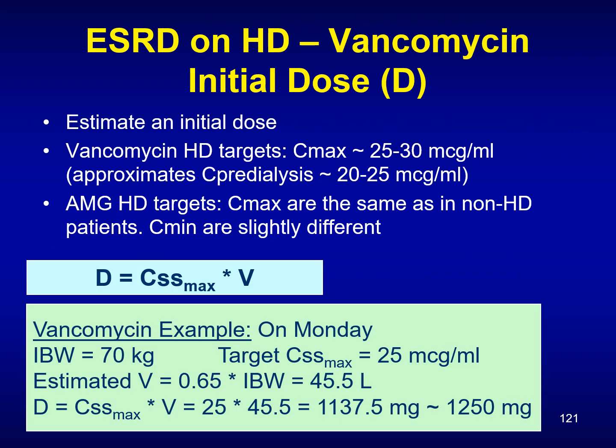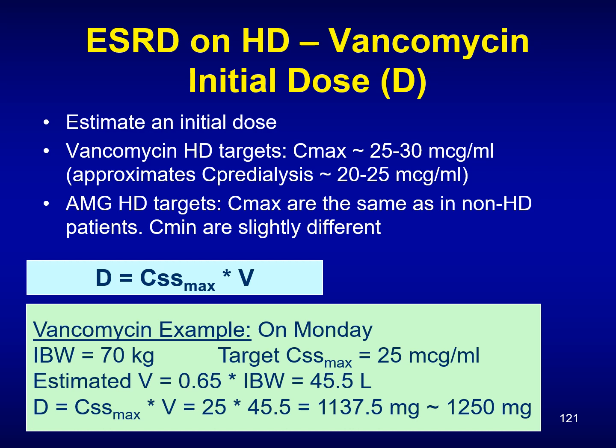How to come up with the initial dose for somebody on intermittent hemodialysis. For vancomycin, hemodialysis targets are Cmax of 25 to 30. This approximates a pre-dialysis level of 20 to 25. For aminoglycoside hemodialysis targets, the Cmax are the same as in non-dialysis patients. Cminimum are slightly different. The dosing equation we use is dose equal to Cmax of steady state times estimated V.